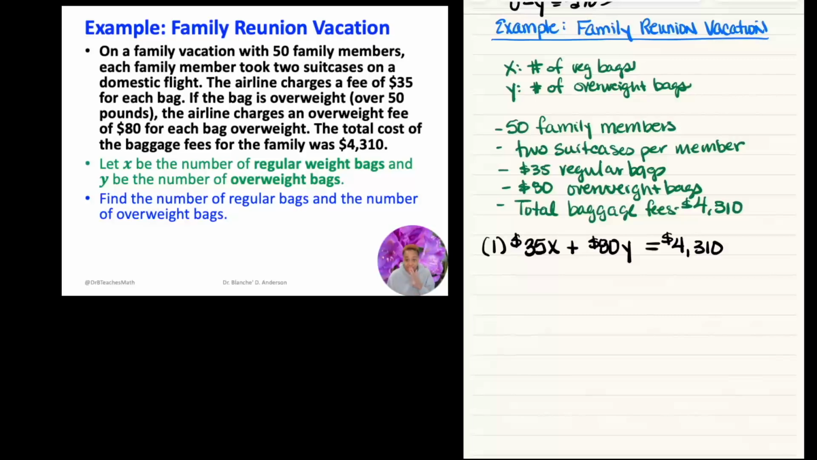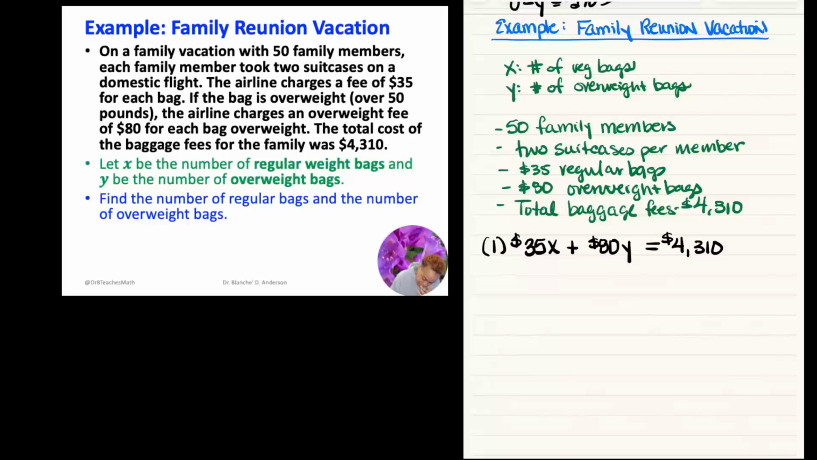So what our second equation is going to be is counts. How do I know that? Because they told us 50 members, 2 suitcases per member, and they want us to find how many, right? So because they want us to find how many, I'm obviously going to need an equation for that.